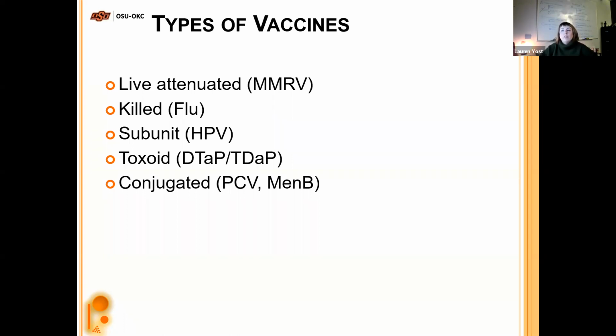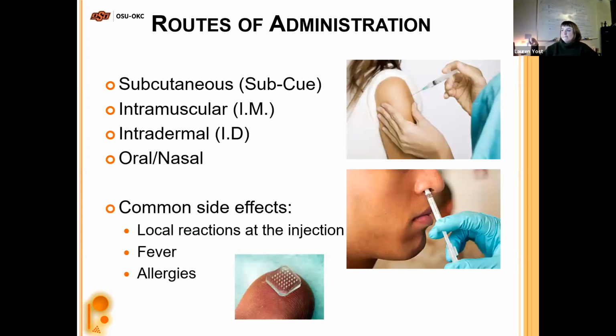That's just parts of the viruses that you need to respond to. You don't need the whole virus. We have toxoids, which we had talked about previously with tetanus, diphtheria, and pertussis. And we have conjugated, which is putting a couple of things together in order to elicit a response.